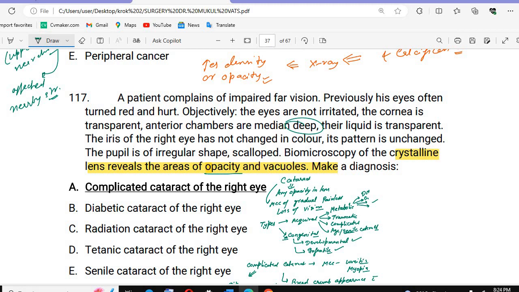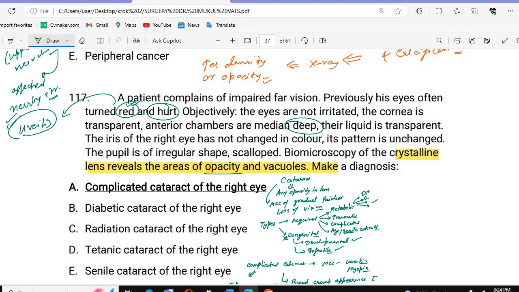Now see the question. His eyes often turned red and hurt. His eyes are not red. Cornea is transparent. Anterior chambers are medium deep. Liquid is transparent. Iris of the eye did not change color. The pattern is changed. The pupil is irregular in shape and scalloped. So the only thing is that his eyes often turned red and hurt. This we see in case of uveitis or scleritis, conjunctivitis. In all these things we will study.